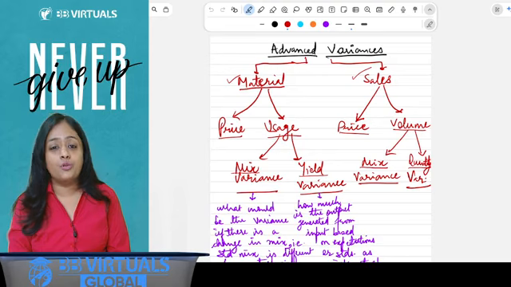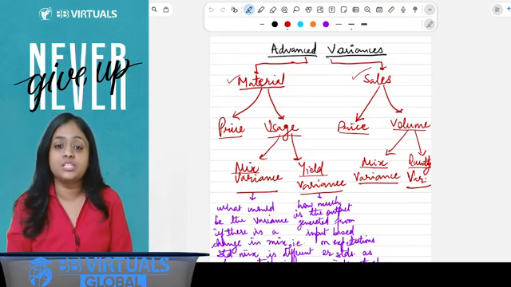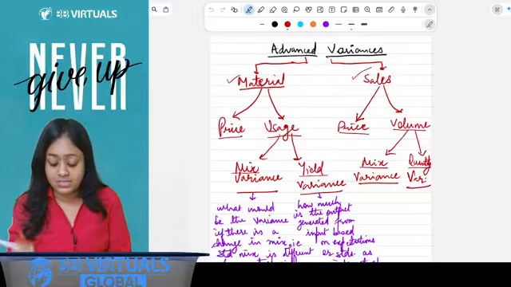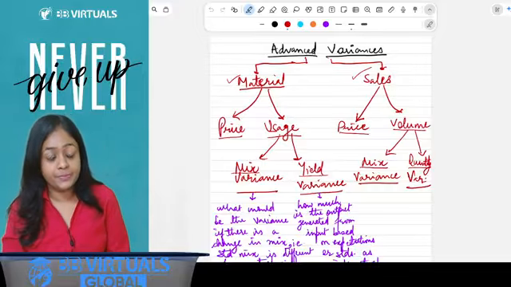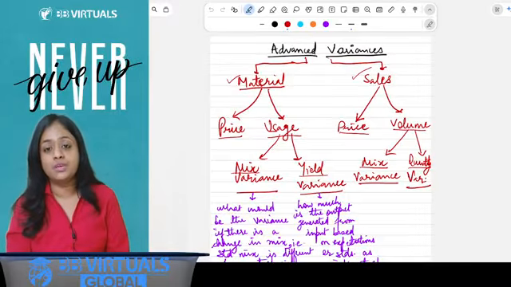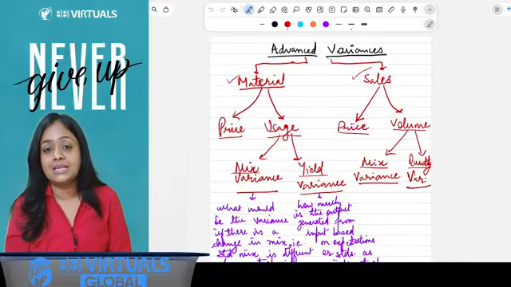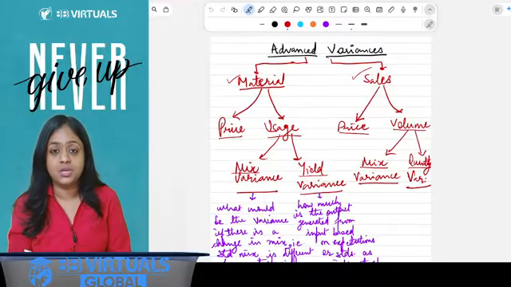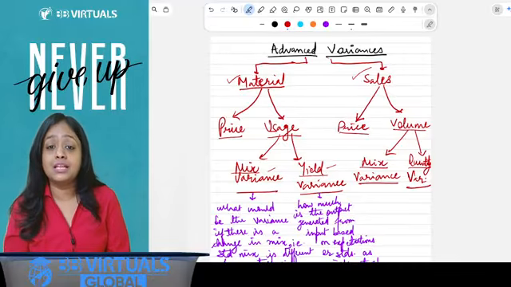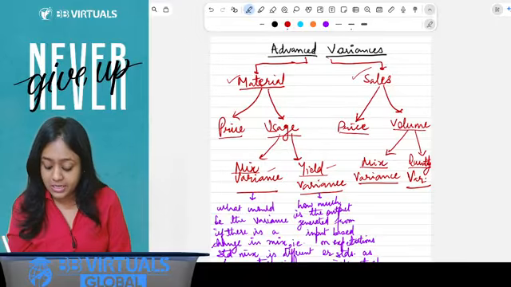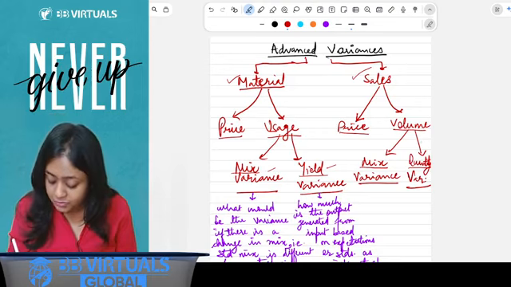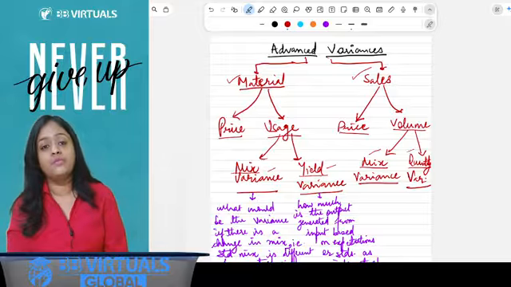Now going for the advanced variances. So here advanced variances would mean that you are going beyond the basic variances. Typically we'll be focusing on material and sales variances only. You know that for material we calculate under the basic variances price and usage variance. Now we are further detailing the usage variance into material mix variance and material yield variance. Likewise, the sales volume variance, we will be detailing it into sales mix variance and sales quantity variance.